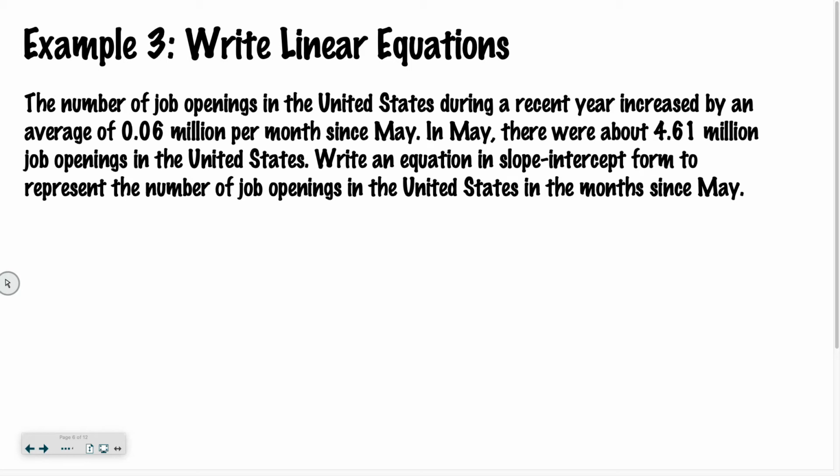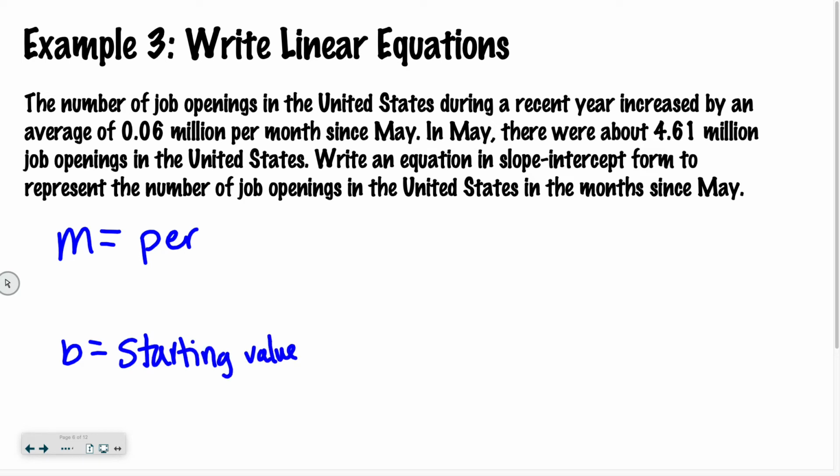So when you're trying to write something in slope-intercept form, remember we're looking for our slope and our y-intercept. Your slope, the key word you're looking for with slope is the word per. Whatever number is with per, that's going to be your slope, okay? And then b, your y-intercept, is going to be whatever that starting value is.